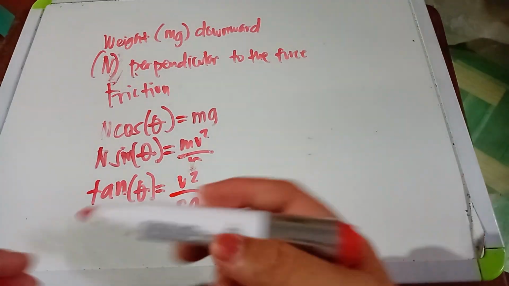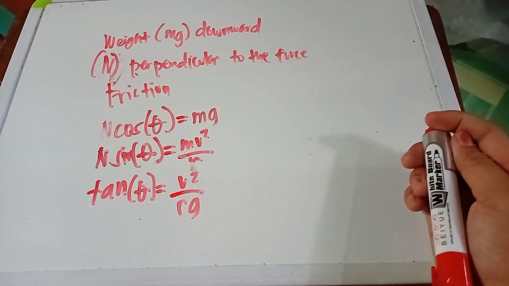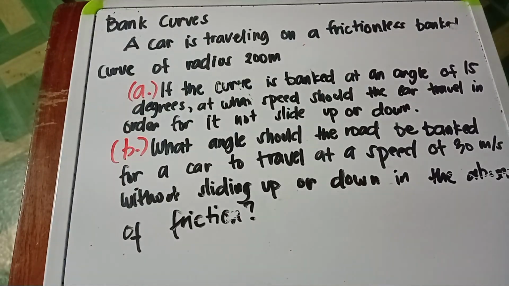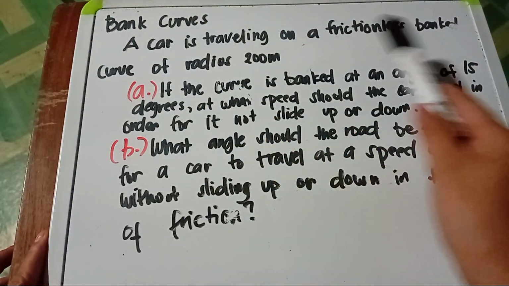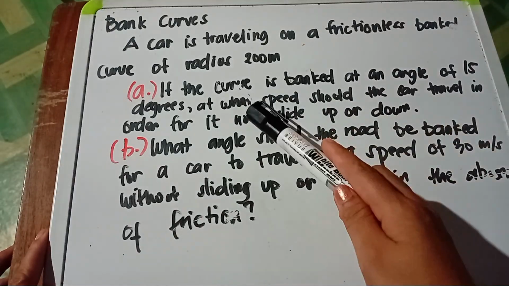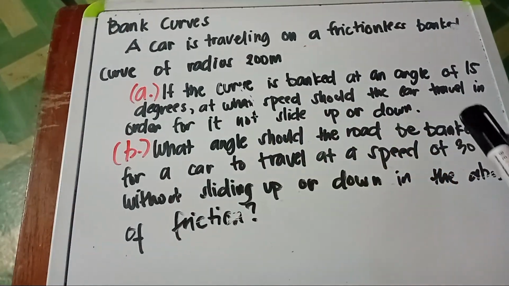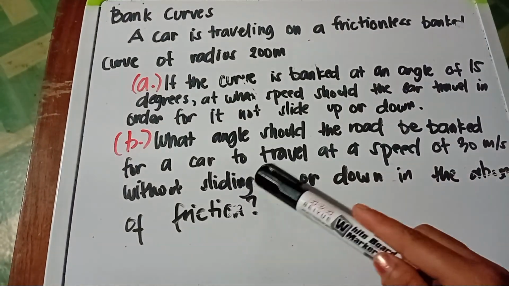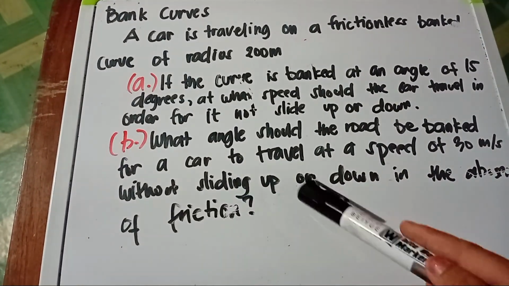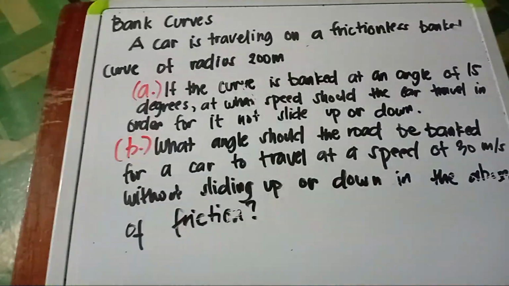This means the ideal banking angle theta depends on the speed, radius, and gravity. Cool, right? So here's a problem on a banked curve. A car is traveling on a frictionless banked curve of radius 200 meters. If the curve is banked at an angle of 15 degrees, at what speed should the car travel in order not to slide up or down? B: What angle should the road be banked for a car to travel at a speed of 30 meters per second without sliding up or down in the absence of friction?